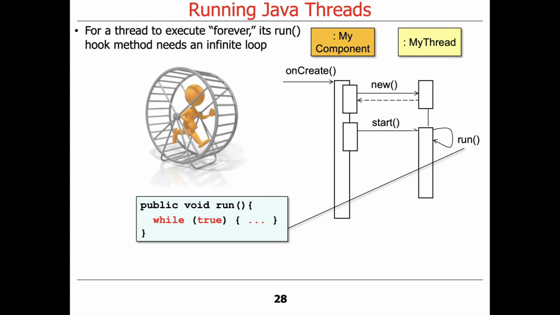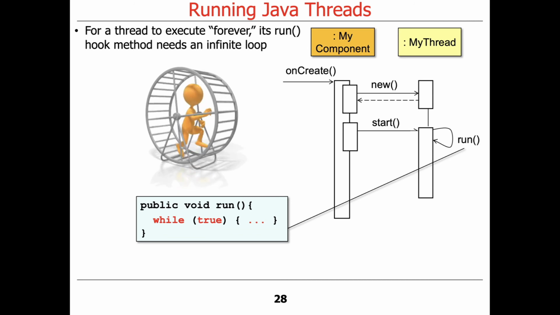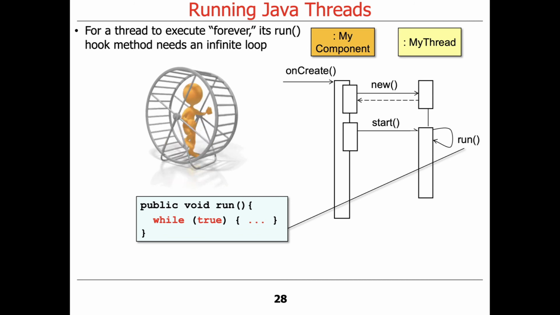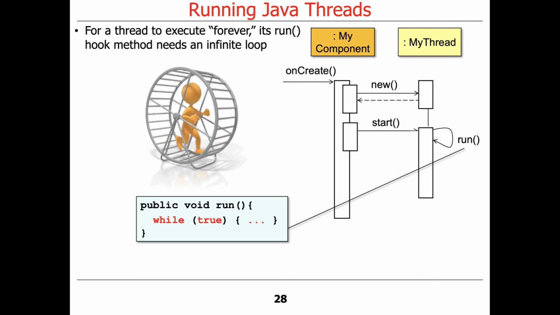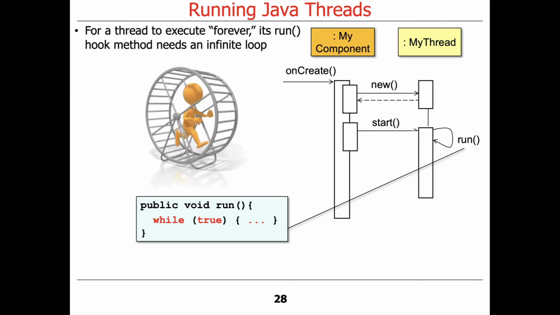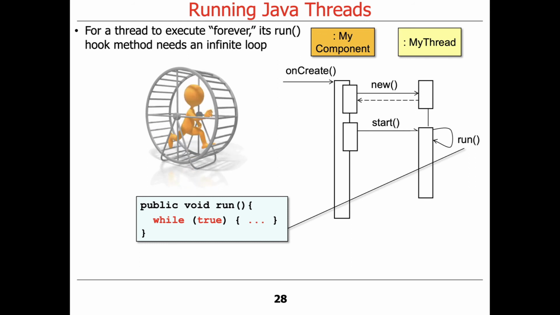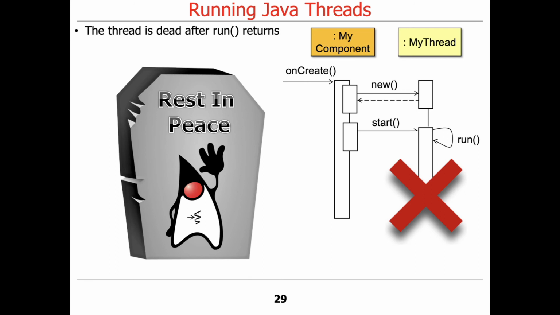For a thread to execute forever, its run hook method needs to run in an infinite loop. Now, obviously, it would not be very common to have threads run forever unless you're doing something like a nuclear reactor control system where you don't want it to ever shut down. But the point is, for the duration of the program, you just have to make sure that you have a loop that'll keep running. And we'll talk a lot more about whether that's a good idea. But if you want it to run forever, just make sure it doesn't break out of the loop.